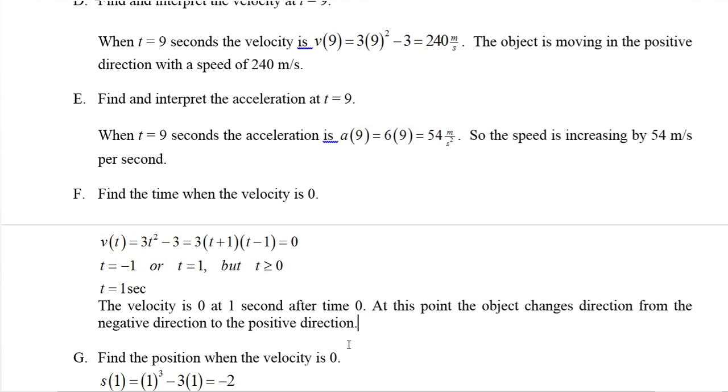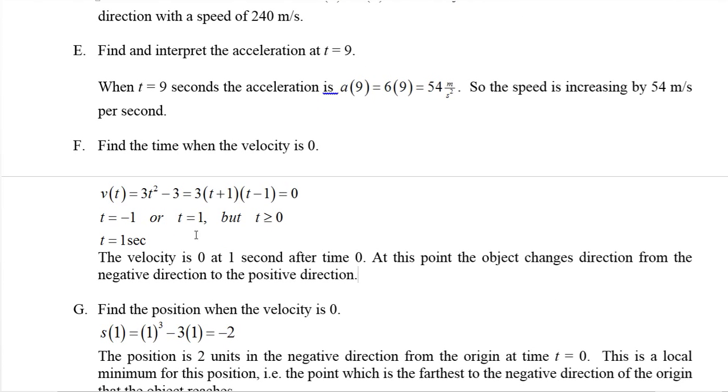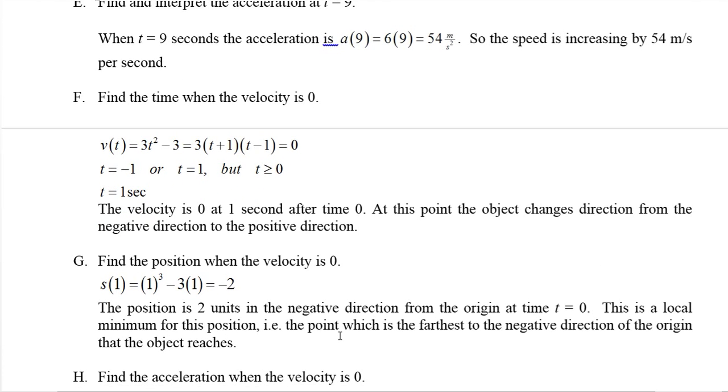Find the position when the velocity is 0. Velocity 0 is at t equals 1, so plug that in: s of 1 is negative 2. You have this number line along your road or path, and the particle that's moving is 2 units in the negative direction from the origin at time t equals 1. It starts at the origin at t equals 0, gets to that point, and then it turns around and goes back in the positive direction.